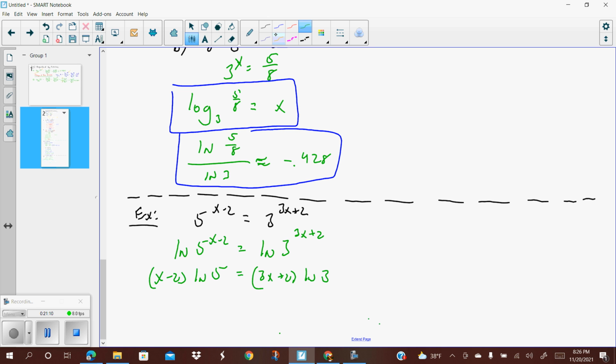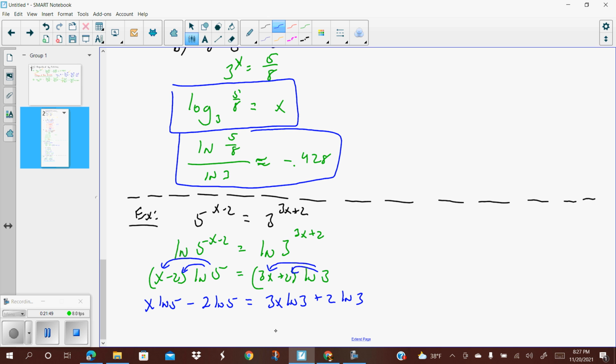We're going to distribute the natural log of 5 to both pieces. We're going to distribute the natural log of 3 to both pieces. So when I distribute the natural log of 5, it's going to give us x times the natural log of 5 minus 2 times the natural log of 5 equals, we'll distribute the natural log of 3. So that's going to give us 3x times the natural log of 3 plus 2 times the natural log of 3.